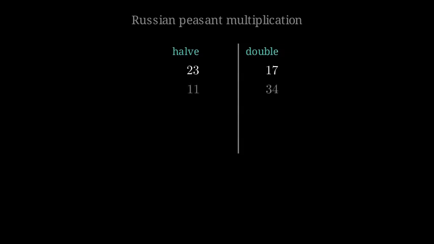23 halves to 11 to 5 to 2 to 1. At each step the right column doubles. 17, 34, 68, 136, 272. Wait, we just cross out the even rows. We keep only the rows where the left number is odd. 23, 11, 5, and 1 are odd, so they stay. 2 is even, so its row is struck out.